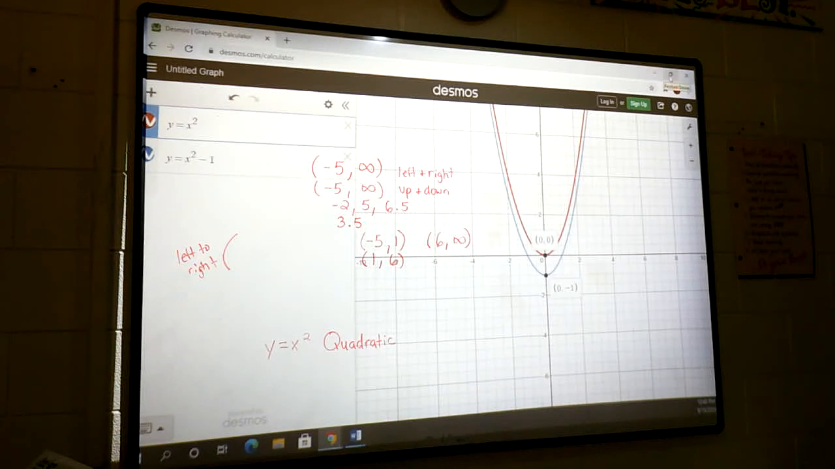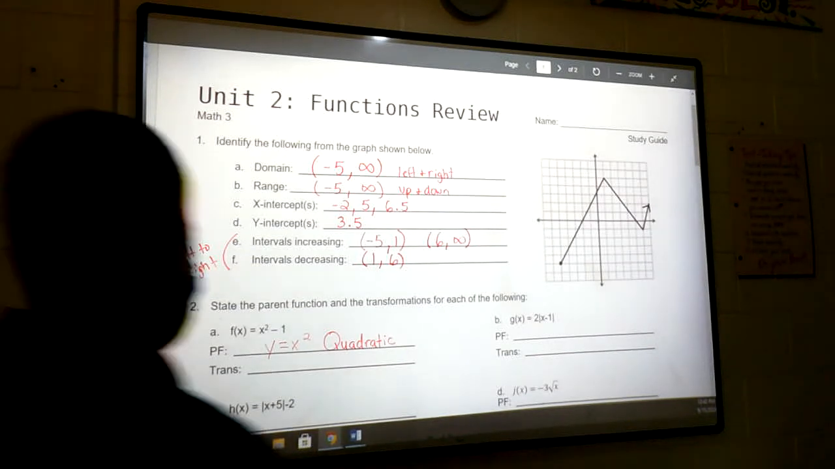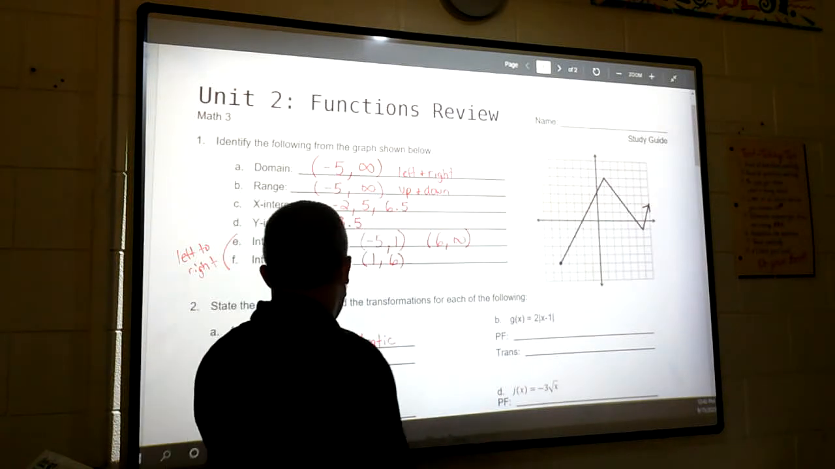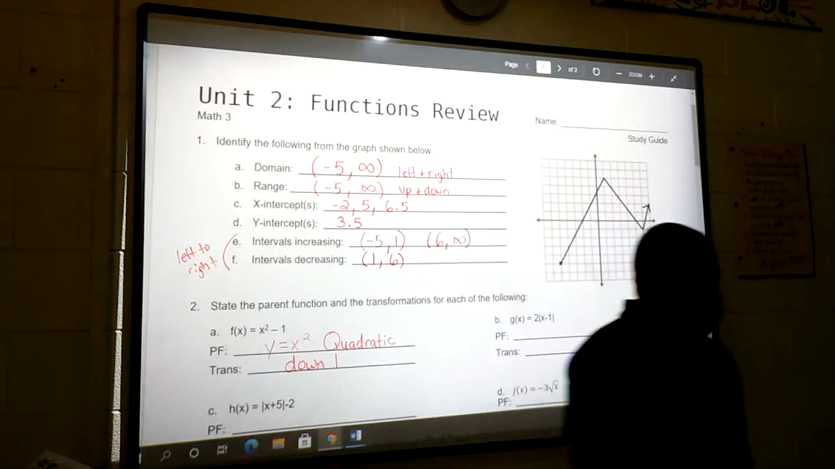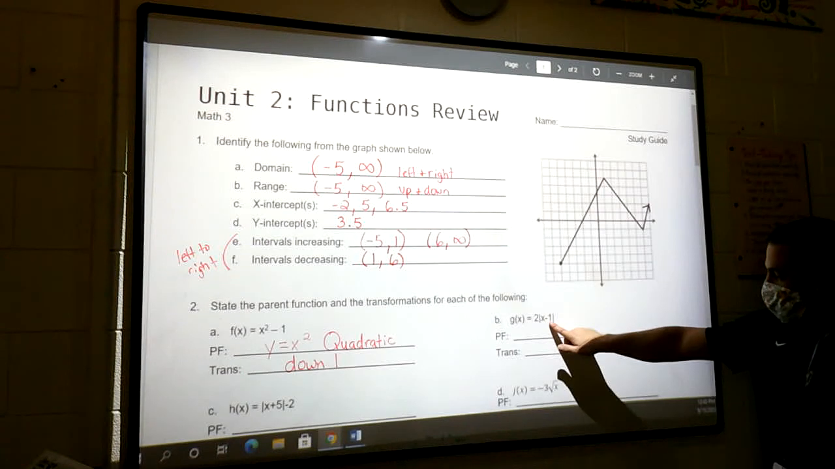Anytime you subtract on the outside, that minus 1, you move down. If you add on the outside, you would move up. So the transformation, what happened from this parent function to get to here, is you move down 1. And that's what we said in transformations earlier in the week. Anytime you add or subtract inside, you're moving left or right. Anytime you add or subtract on the outside, you're moving up or down. This is on the outside, so we're moving down 1. This is on the inside, so this is left or right.